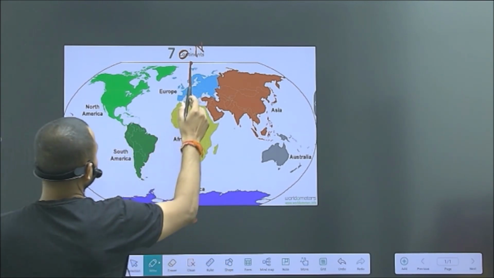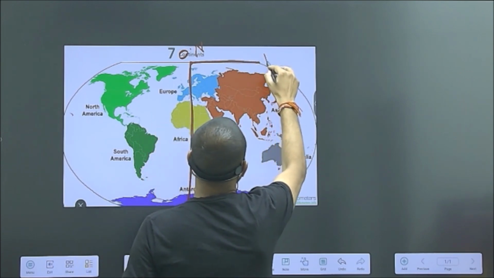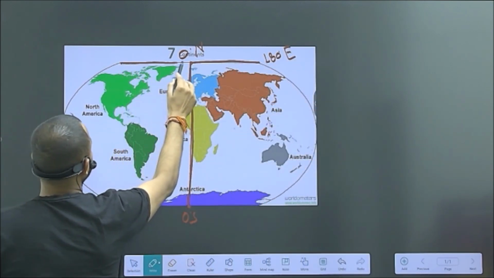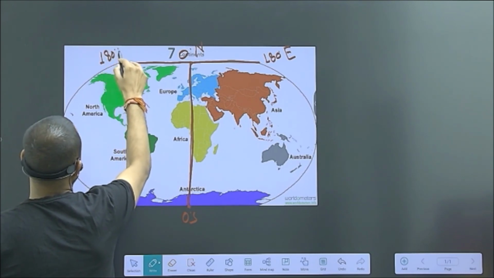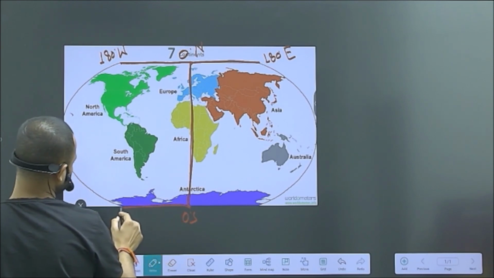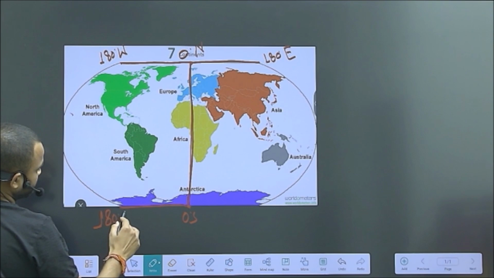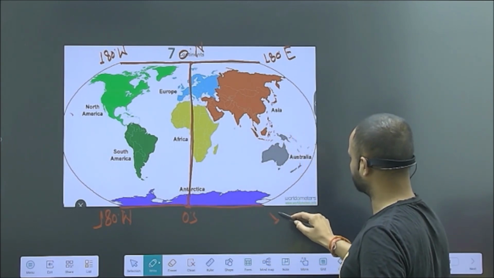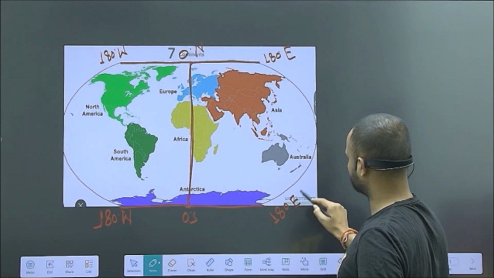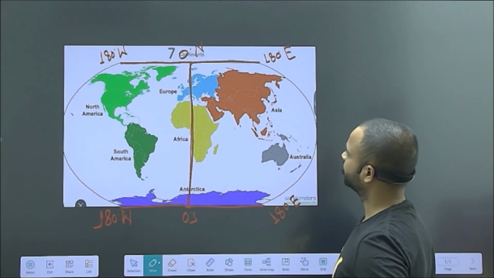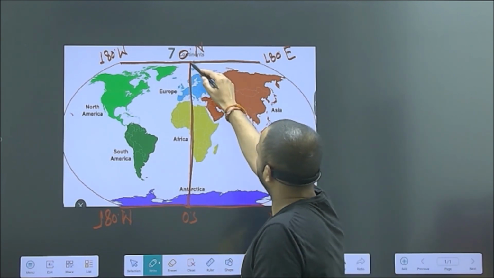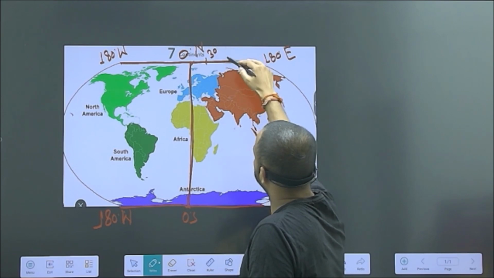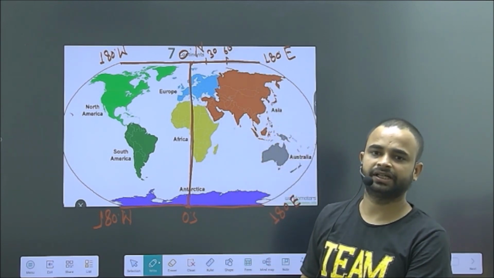So this is longitude, and from 0 degree to 180 degree east, west. Similarly, 180 degree west, 180 degree east. From here 0 degree, 30 degree, 60 degree up to 180 degree.